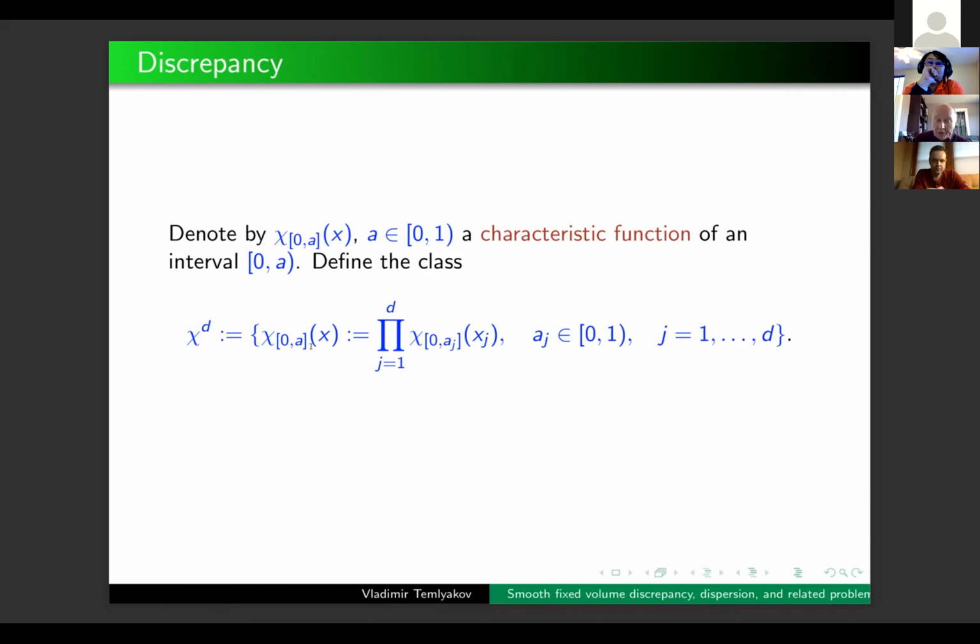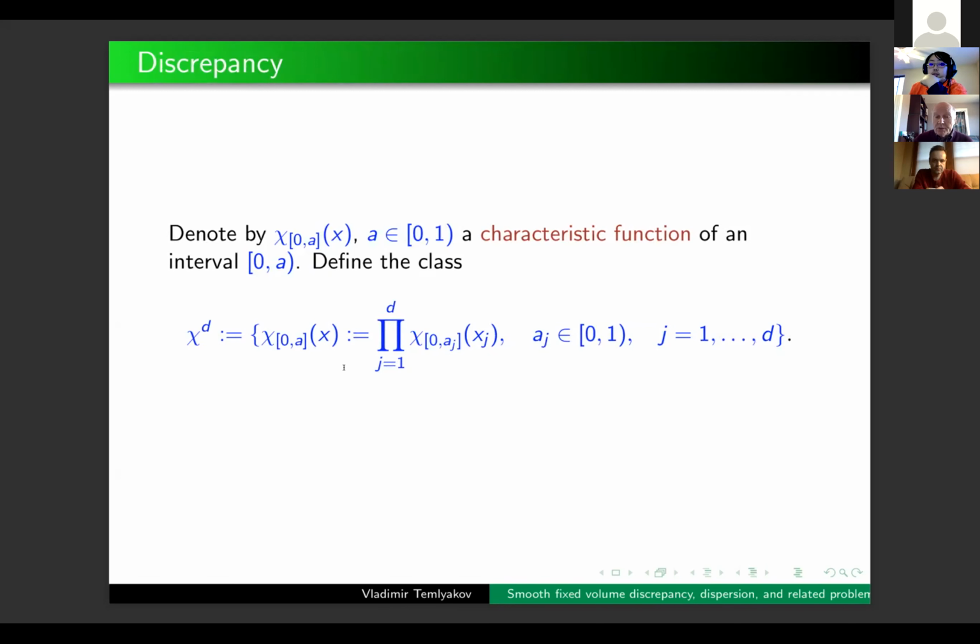And the multivariate function is defined as a product, but again, it's kind of special. It has the very left vertex at 0, and the moving vertex is this, a, with points a_j. a_j is the j-th coordinate of this vertex. So this is like a parallelepiped with the very left vertex in the origin. And this is the whole class.